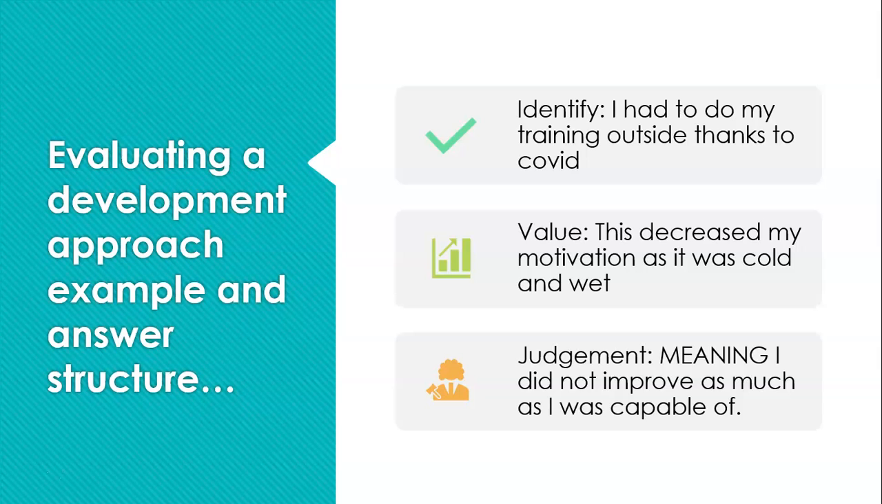Here's an example of evaluating a development approach, and a bit of an answer structure as well. So to identify, you could say, I had to do my training outside thanks to COVID. You would say this was good or bad. The value of this would then be, this decreased my motivation as it was cold and wet. The judgment of that, and this is where you begin to have a bit more of an answer structure there, always try and answer judgment with meaning: I did not improve as much as I was capable of.